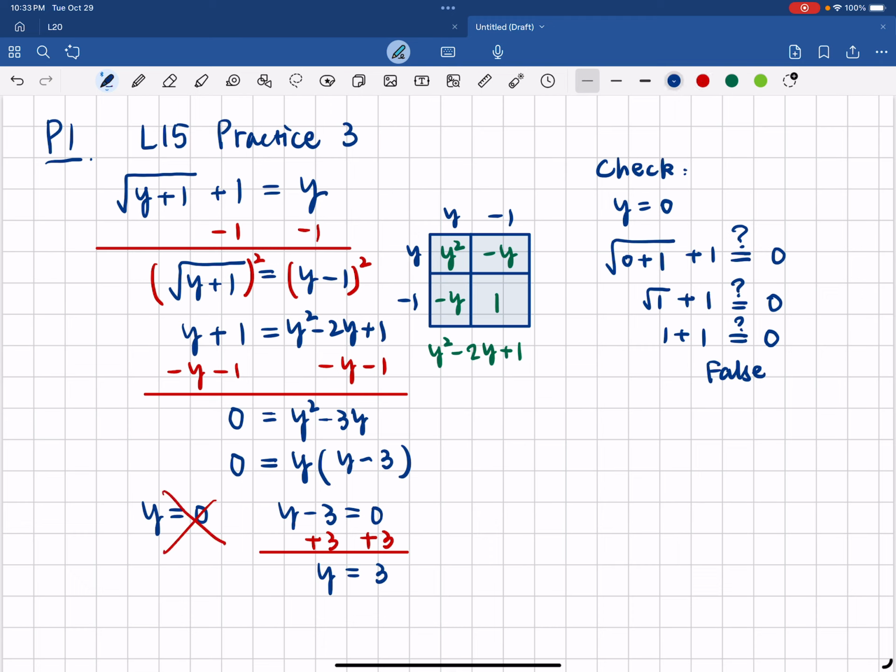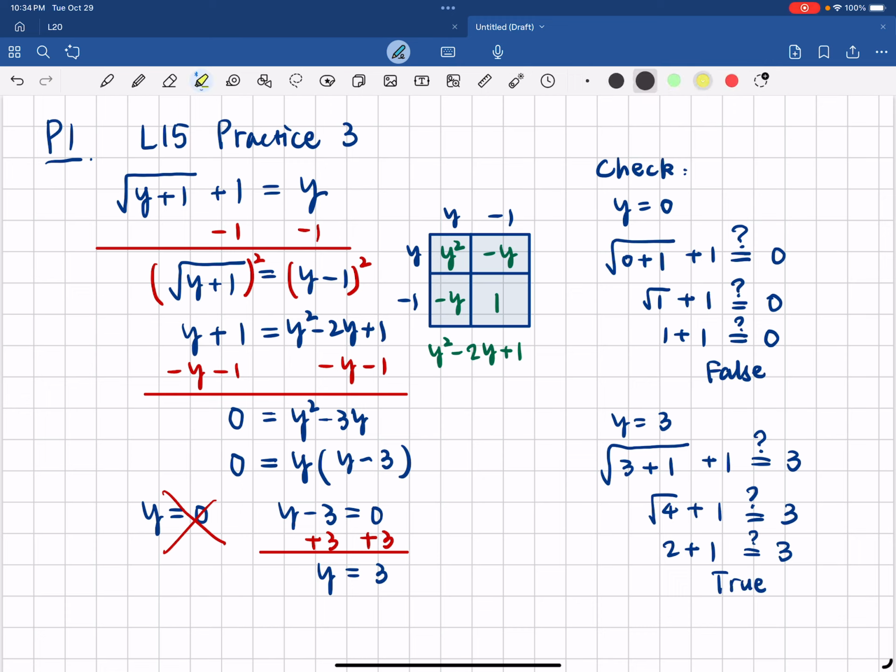Let's check the second one. Second one is y equals 3. We're going to replace y with 3. So that would be square root of 3 plus 1, plus 1. And then you have question mark equal sign on the right-hand side, which is also 3. This is square root of 4 plus 1, question mark equal sign 3. And that's 2 plus 1, question mark equal sign 3. This one is true. So we can box the second solution. Y is 3. And that's problem number 1.